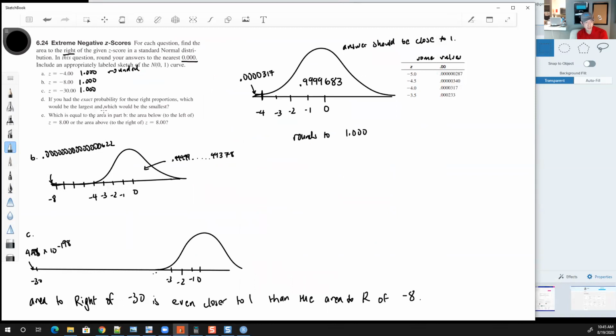Okay, what is the equal area in part B? The area to the left of 8 or the area to the right? Which is equal to the area in part B? The area to the left of 8 or the area to the right of 8? Oh, okay. So the area to the left of positive 8 is going to be equal to the area to the right of negative 8. So, left of 8.0. Okay.